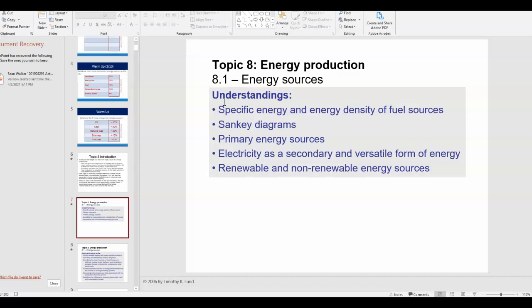Some of the things we'll talk about in 8.1 are specific energy and energy density of fuel sources, and the difference between specific energy and energy density. We'll talk about Sankey diagrams. We'll talk about different primary energy sources in today's video. We'll talk about electricity as a secondary and versatile form of energy, and then renewable and non-renewable energy sources.